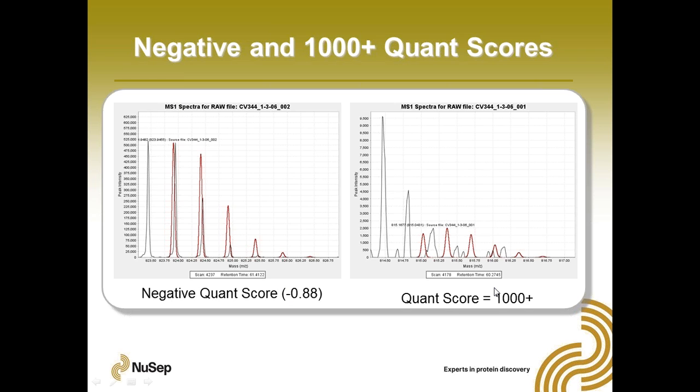There's also a second set of quant scores that range from 1,000 to 1,001. This is to support our low-resolution centroid data. So if you ever see a score between 1,000 and 1,001, this means that no theoretical distribution alignment was achieved. However, we were able to align the centroid isotope peaks.